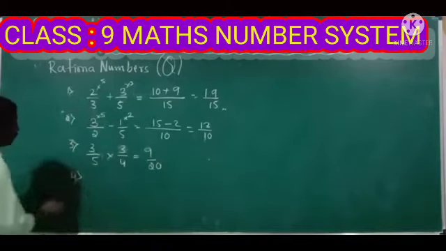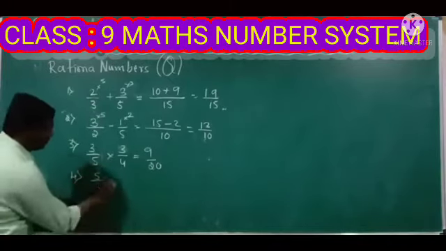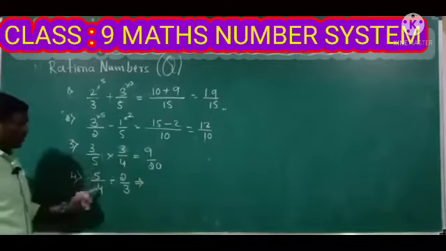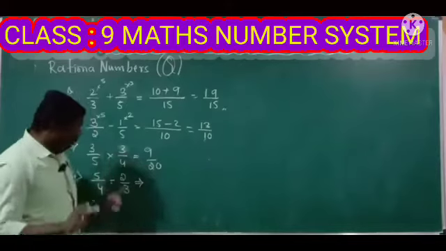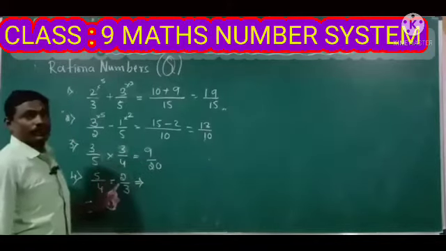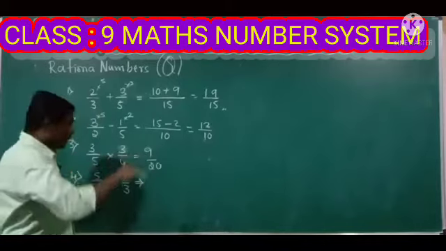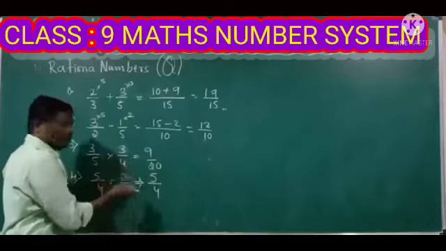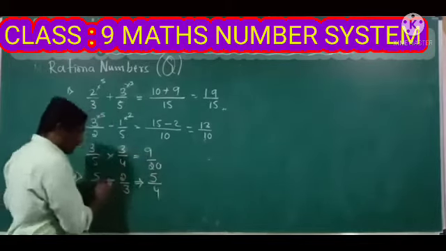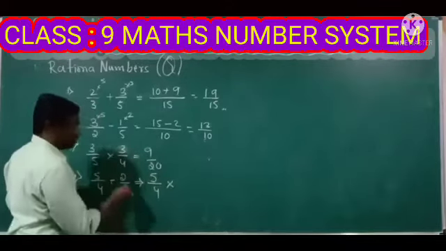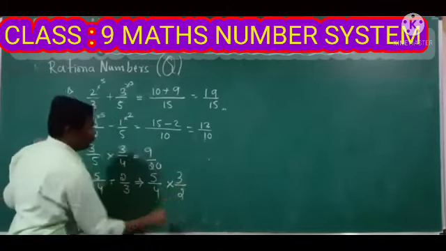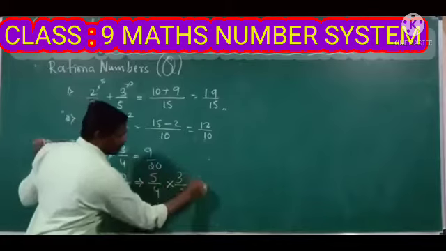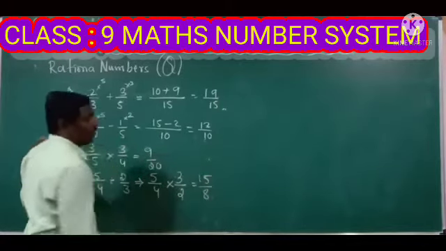Okay, next one. 5 by 4 divided by 2 by 3. So just divide this one. In the division of fractions, we take the reciprocal of the second fraction, right? We already learnt this in the previous classes. The first fraction we write as it is, 5 by 4, whereas for the second fraction we take the reciprocal of that, and the division becomes multiplication. The reciprocal of 2 by 3 is 3 by 2. 5 3s are 15, 4 2s are 8. What are we getting again?